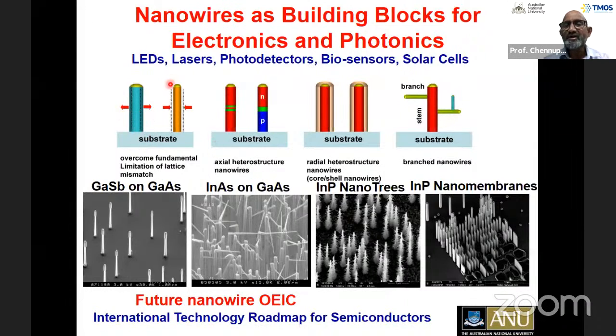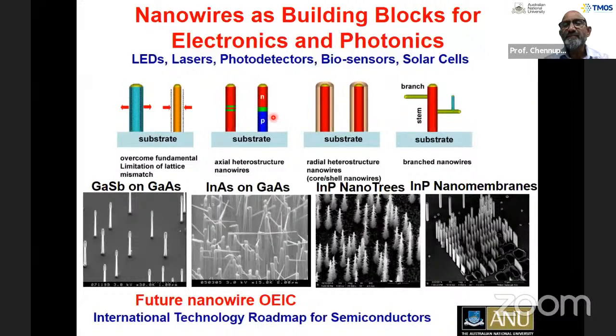If you have a material with a small lattice constant with respect to the substrate, again, it can contract without creating dislocations. You can also create axial heterostructures. In this case, the green material is different than the red material. You can create axial quantum wells, single electron transistors, and a range of devices. You can also dope these nanowires, both p-type and n-type, so that you can make p-n junctions.